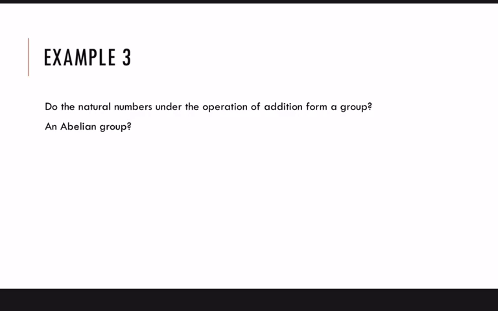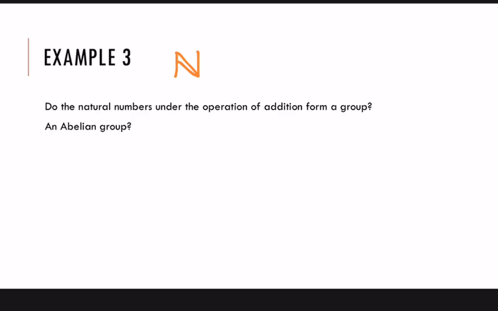Okay, let's try out a couple other examples. The natural numbers. There's your symbol. Do the natural numbers under the operation of addition form a group? And then an abelian group. Okay, so you're really just checking the same properties that you have been already, but we're just giving it a special name if it happens to have all of those properties.